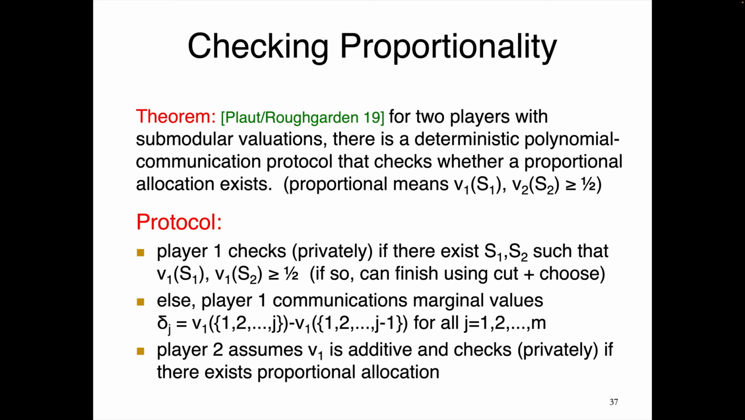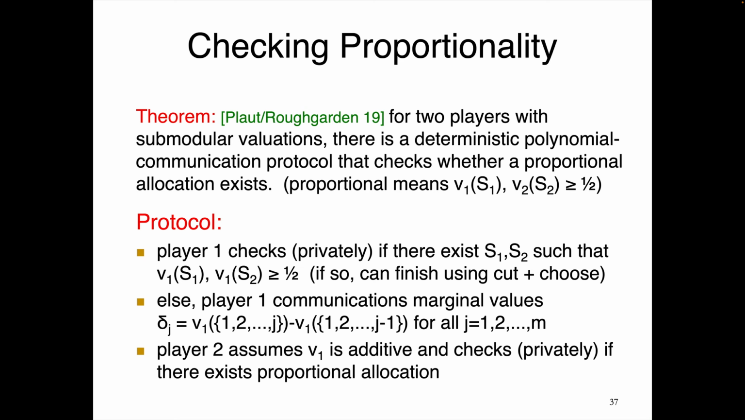Of course, Bob does not know Alice's valuation. That's the whole point. And furthermore, Alice can't communicate her valuation explicitly because that would be an exponential amount of communication. So here's what we do instead. Alice will communicate an approximation of her valuation, an additive approximation of her valuation. So the items, the goods are canonically ordered in some way from 1 to m.